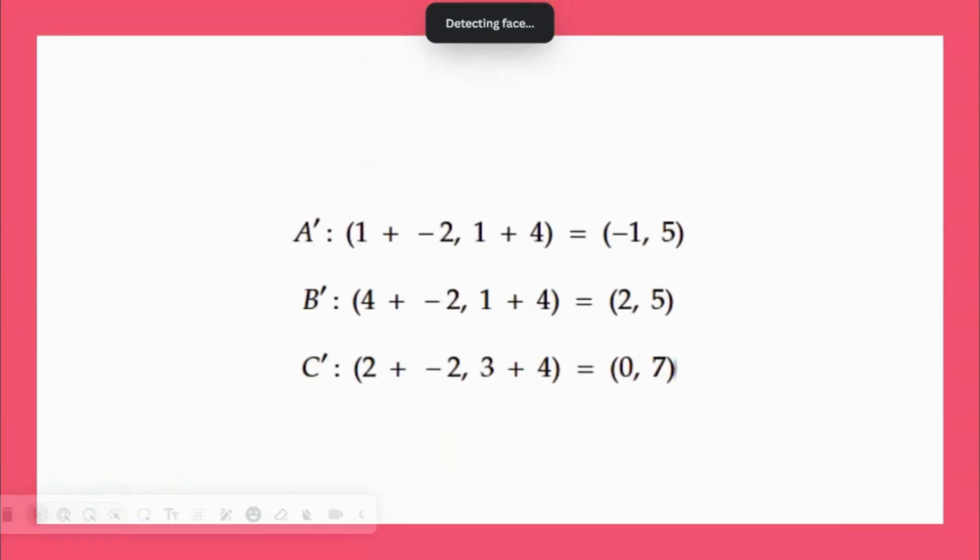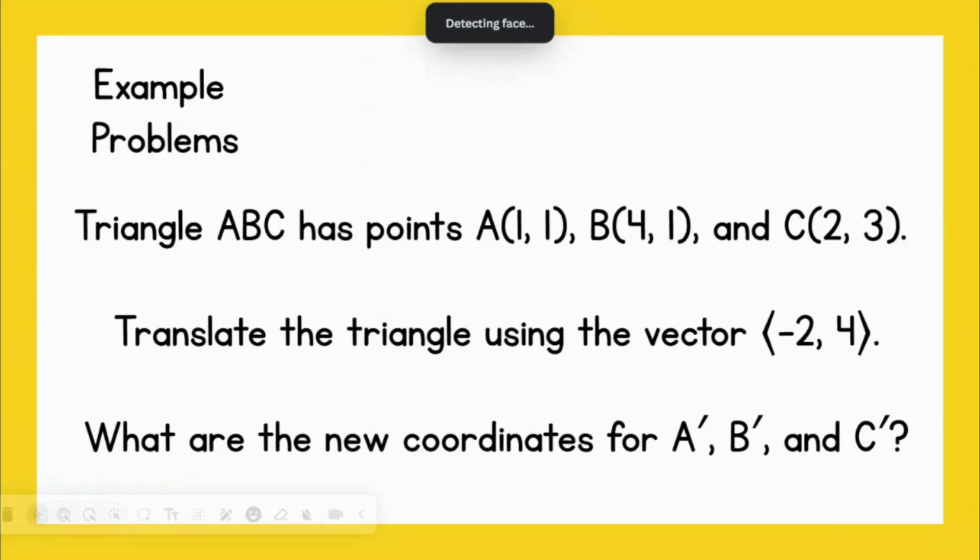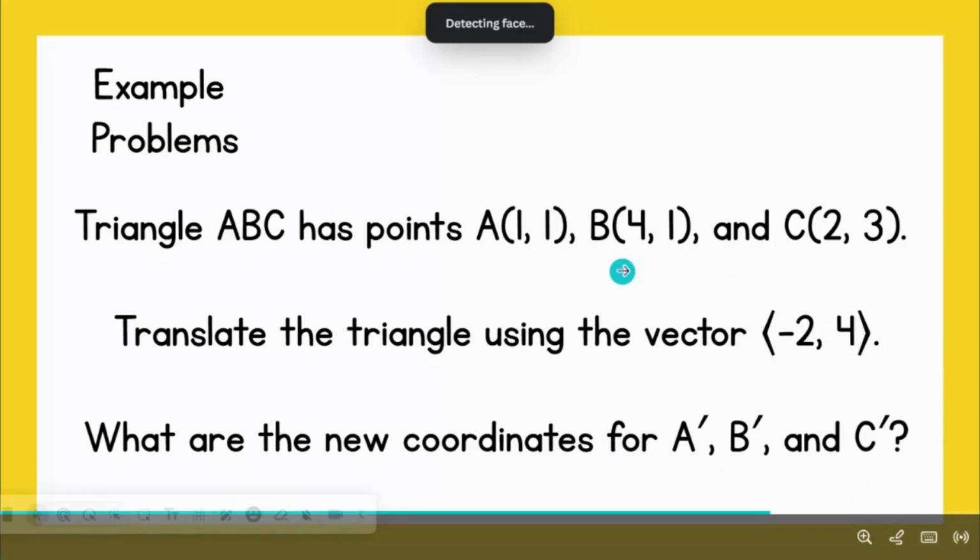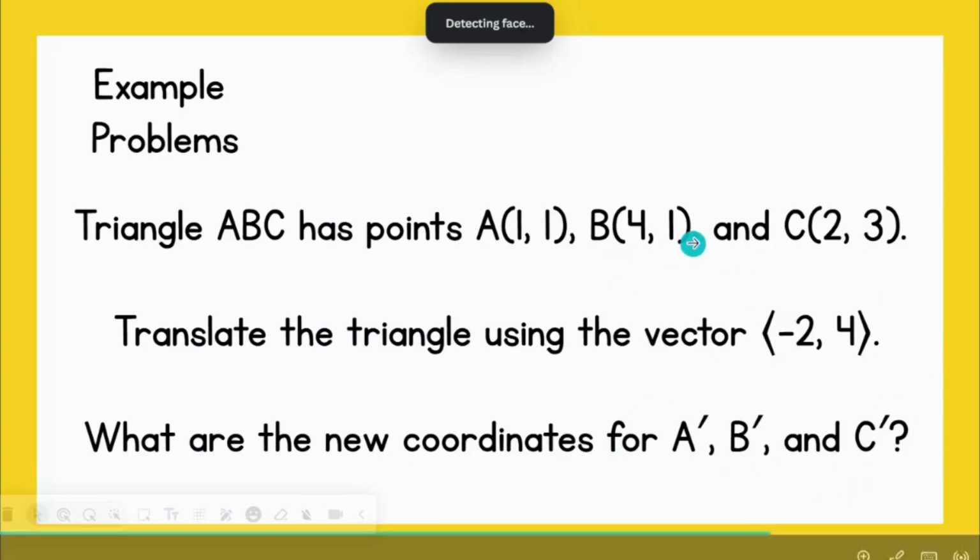So in some cases, we don't need to plot it on the graph because this is pretty self-explanatory. You just add the corresponding points to the triangle or shape's points. So in this case, we'll be doing 1 plus -2, 1 plus 4. That's our point for A prime. For B prime, it's -2 plus 4, and 1 plus 4.